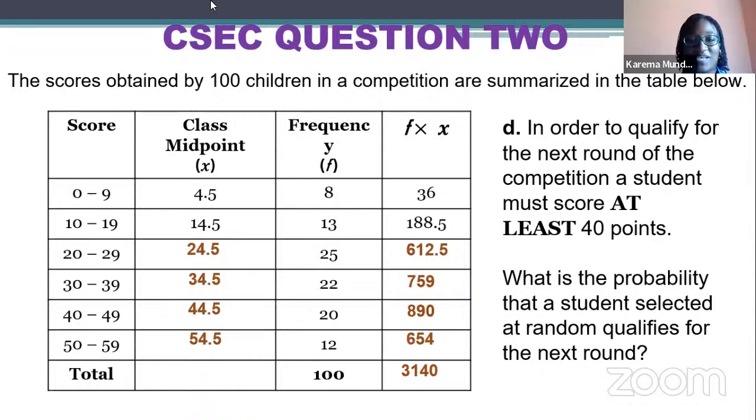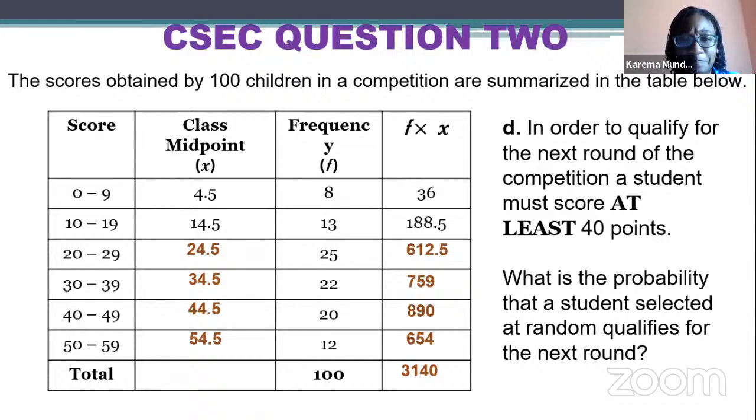Coming to the answer, who is asking what's the answer? Let's see. First of all, if we're going to be talking about probability, we must first identify how many students meet this criteria. So how many students scored at least 40? Let's look at our table and see if we can figure that out, and then we talk about how we get the probability.